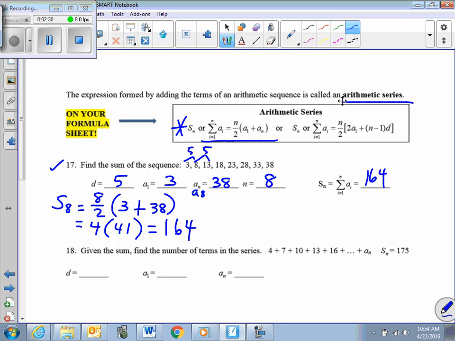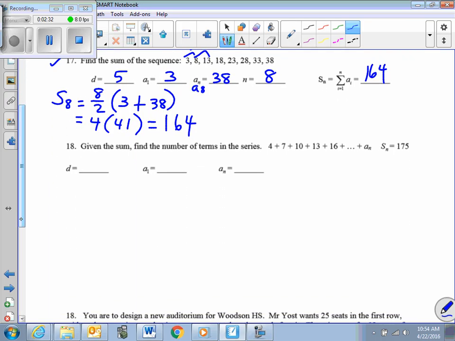All right, let's take another one. Given the sum, oh, this is different. This time I have the sum, and what I got to figure out is how many terms. How many terms are in this series? So let's figure out what d is. d is going to be 3, right? 7 minus 4 is 3. 10 minus 7 is 3. First term is 4. The last term, a sub n, we don't know what the last term is because we don't know how many terms there are.